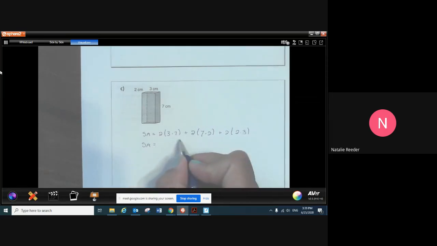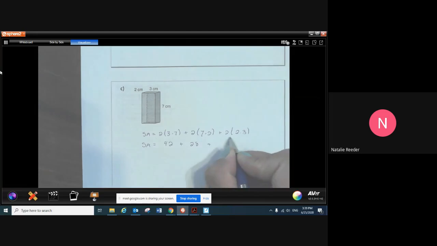So 2 times 3 times 7 gives me 42. 2 times 7 times 2 gives me 28. And 2 times 2 times 3 gives me 12. Add all of that together, it gives us 82 centimeters squared.